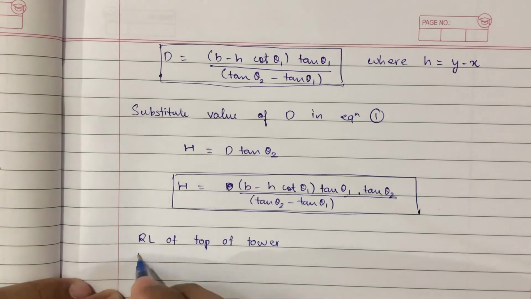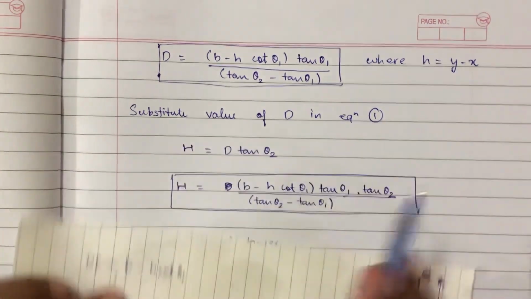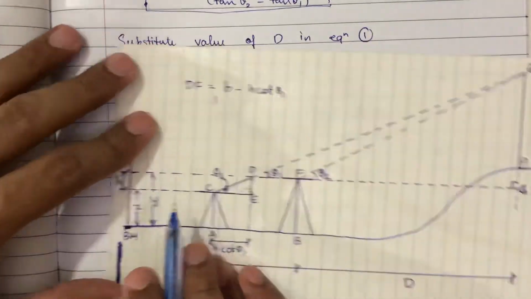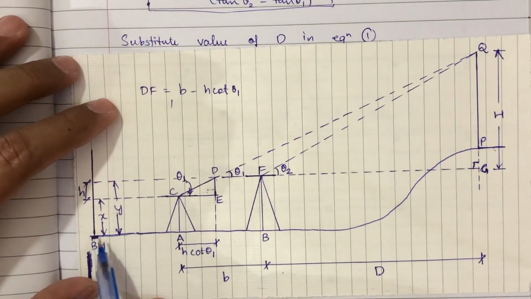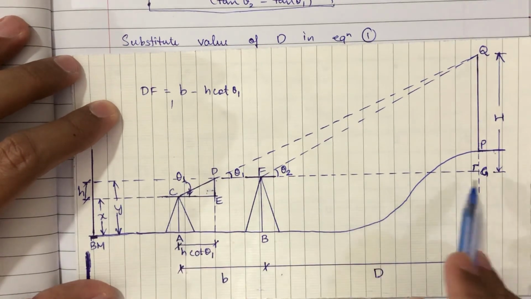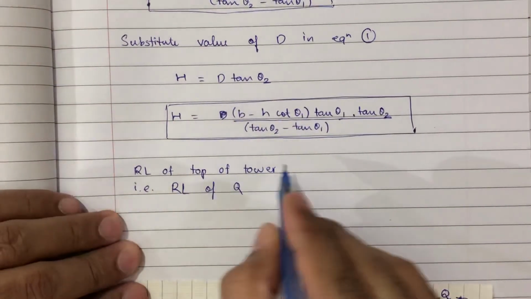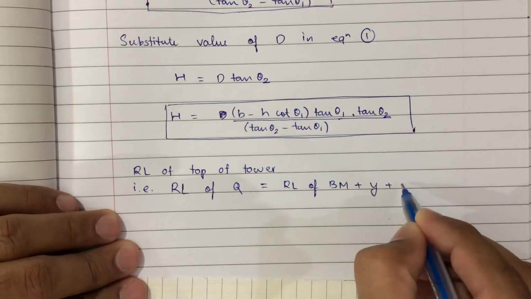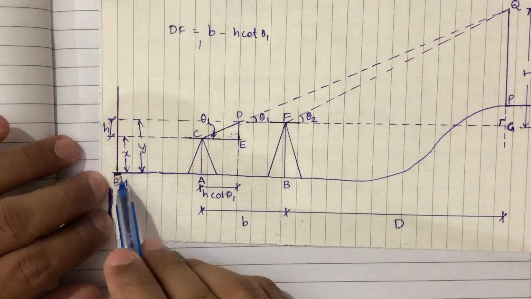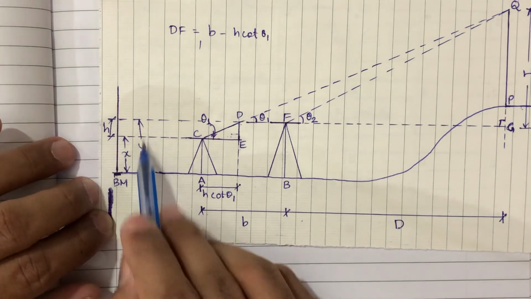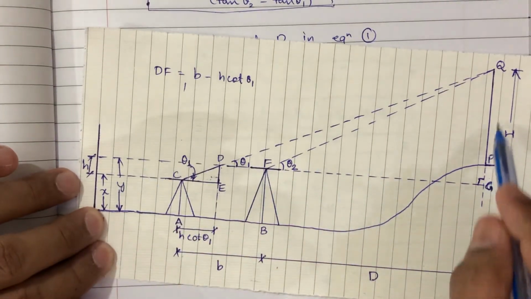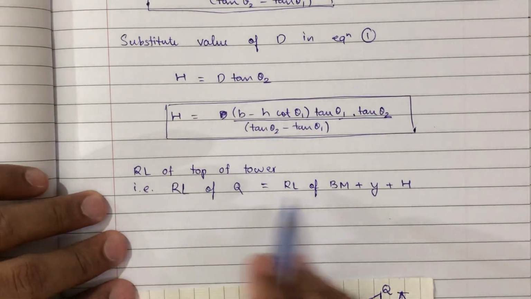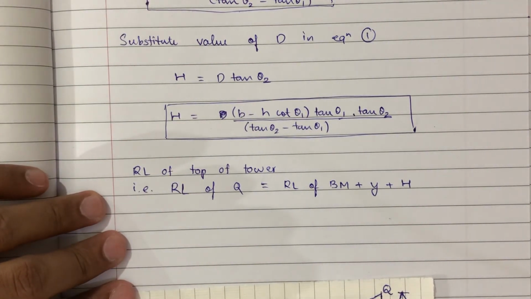Now if we need to find the RL of the top of the tower, that is this point Q, so that will be equal to the RL of benchmark plus this distance y plus this distance H. It is equal to RL of benchmark plus y plus capital H. Okay, if we know the RL of benchmark, from there if we add this vertical distance y, plus this vertical distance H, we will reach the top of the tower Q. Okay, so hence we can find the RL of the top of the tower by this formula as well. Thank you.